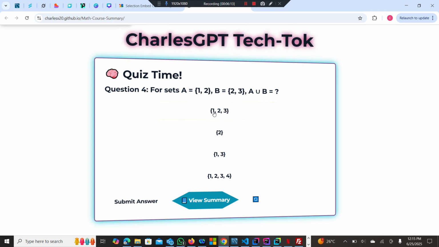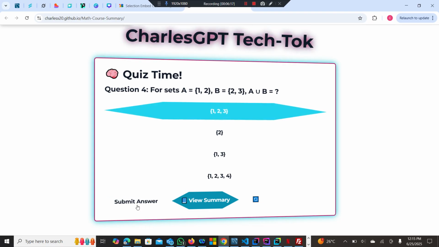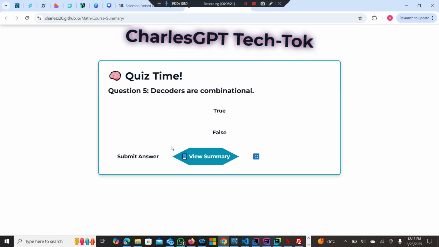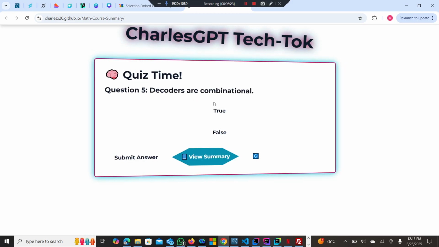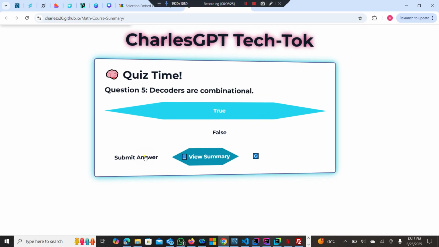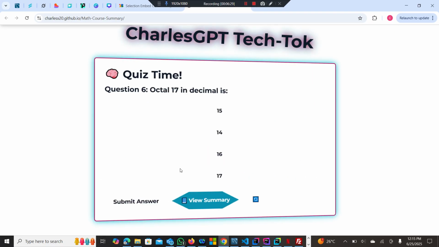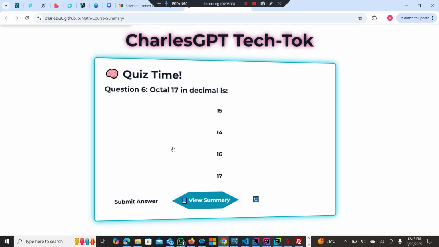Okay. So for this union it would be 1, 2, 3. So next question we have decoder are combinational. I think it's true. Decoder, yeah. So it gives you a response down there for explanation of why it's true and why it's false and stuff like that.